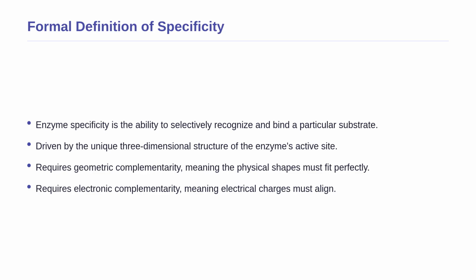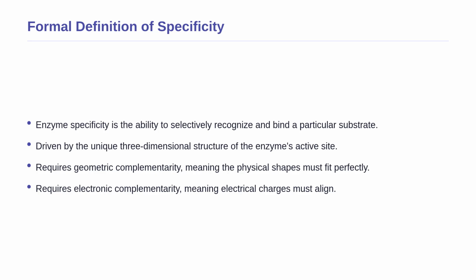Now that we have an intuitive understanding, let us look at the formal biochemical definition. Enzyme specificity is defined as the ability of an enzyme to selectively recognize and bind to a particular substrate to catalyze a specific chemical reaction. This selectivity is entirely driven by the unique three-dimensional structure of the enzyme's active site, which is the small pocket where the reaction actually takes place.